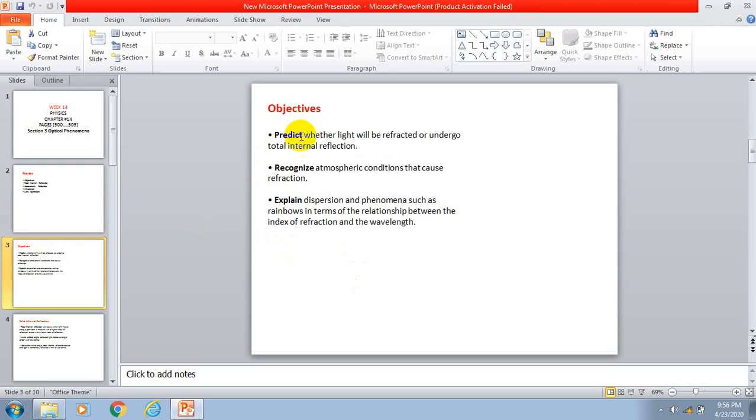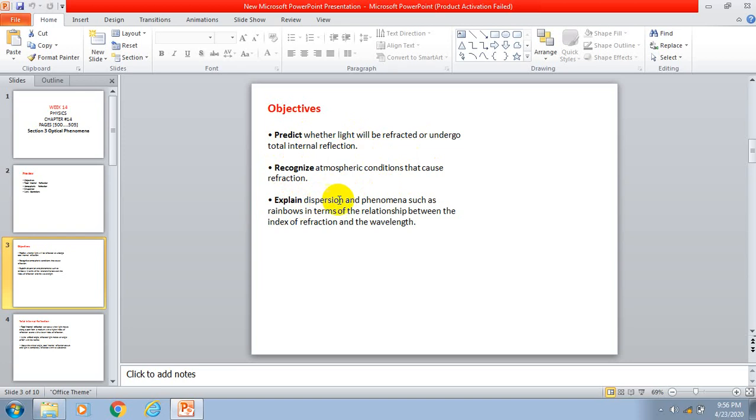Objectives: prediction, recognition, how we recognize things, and then explanation. In the predict part, we will assume something, we will create some ideas and statements, whether the light will be refracted or total internal reflection will occur. That is what we can predict, only two things. Then recognize: we will study that atmospheric conditions cause refractions.